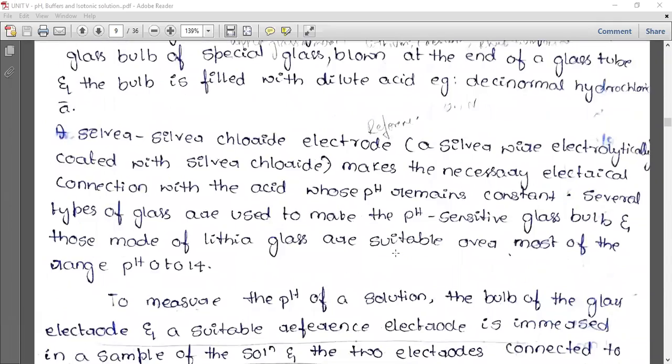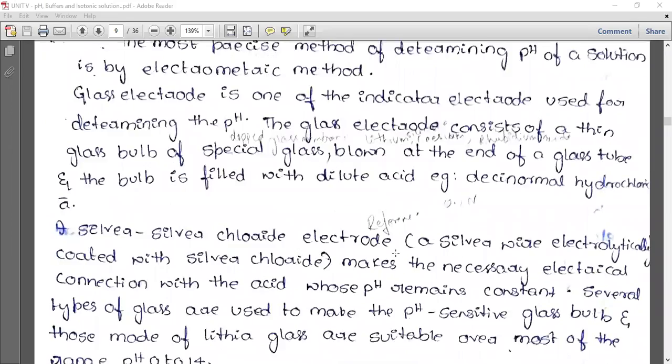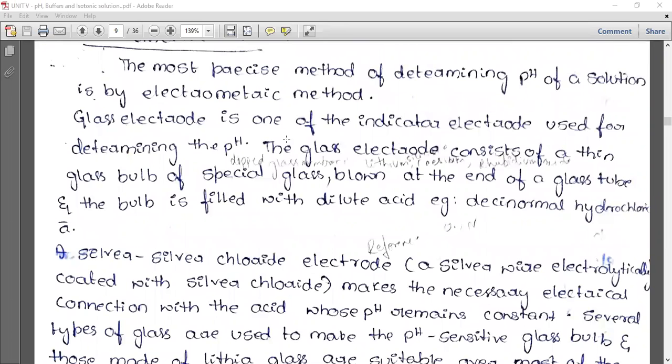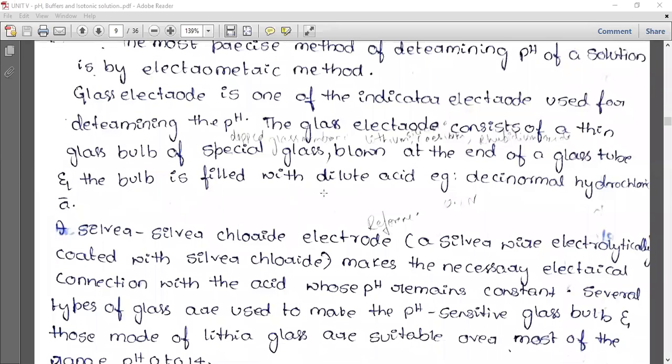If you want, I'll read it out. It is the same thing. So the glass electrode is one of the indicator electrodes used for determining pH. The glass electrode consists of a thin glass bulb of special glass blown at the end of the glass tube. As I told, it is made up of lithium, cesium, and such, and the bulb is filled with dilute acid. Decinormal hydrochloric acid is nothing but 0.1 normal hydrochloric acid.